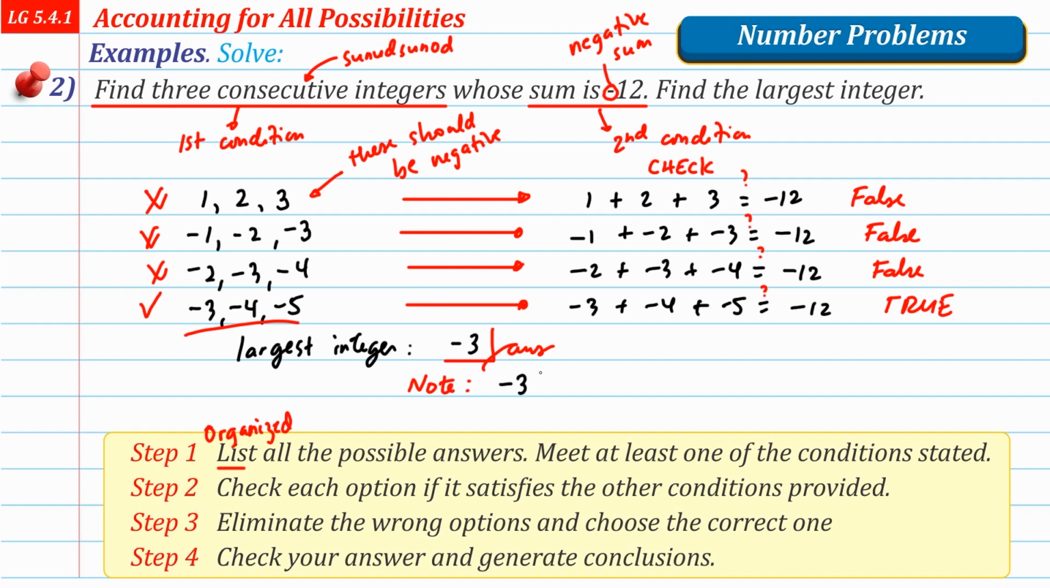Negative 3 is greater than negative 5. Diba? Mas malaki ito, less ang utang eh. Itong dami-daming utang. So, the answer should be negative 3. So, again, make sure you know these possible carelessness. So, always go back to the question. We're looking for the largest integer.